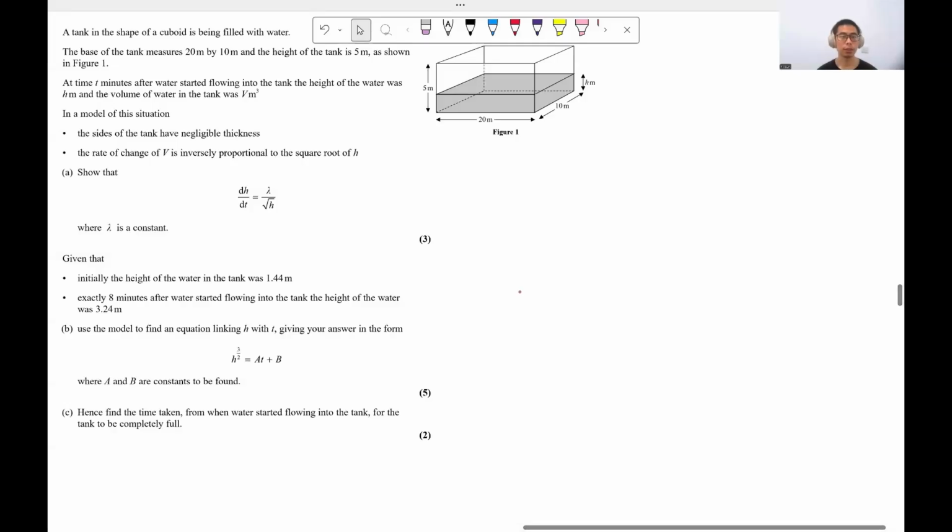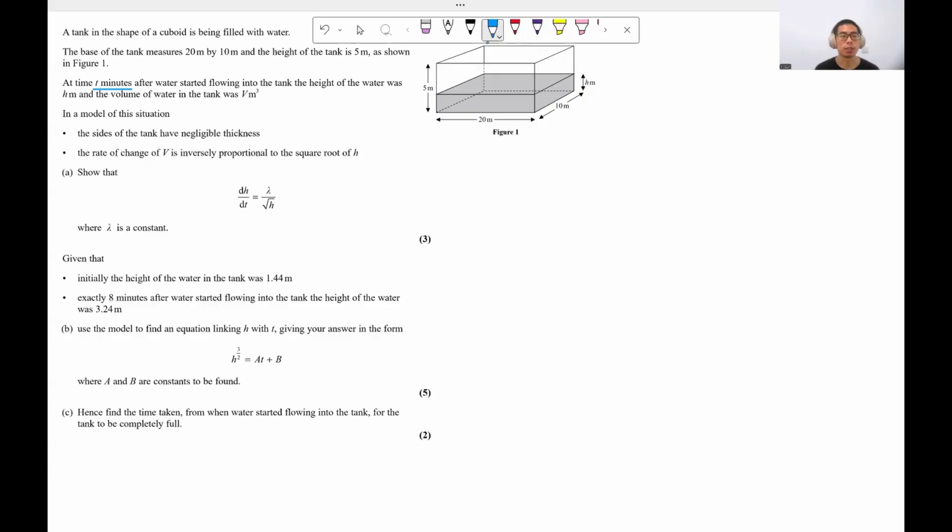Okay, question 11. A tank in the shape of a cuboid is being filled with water. The base of the tank measures 20 meters by 10 meters and the height is 5 meters, as shown in figure 1. At time t minutes. So always be careful with the units for modeling questions. This time the units is minutes.